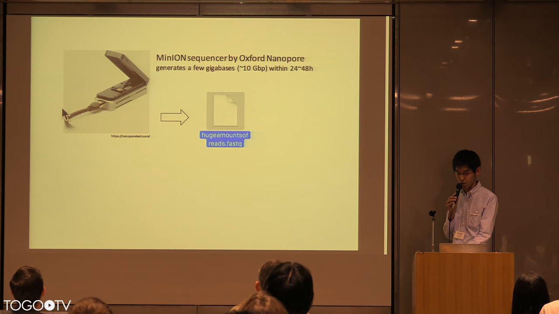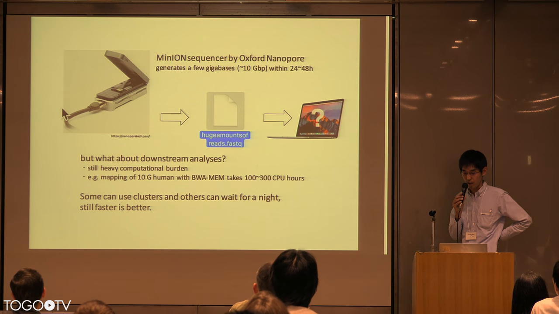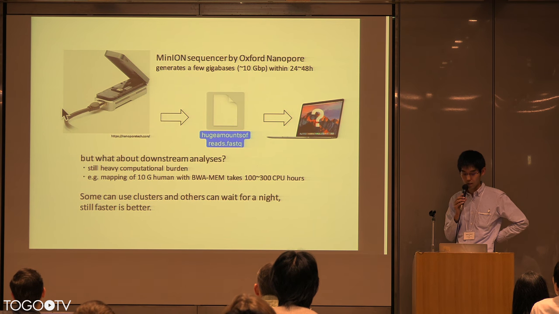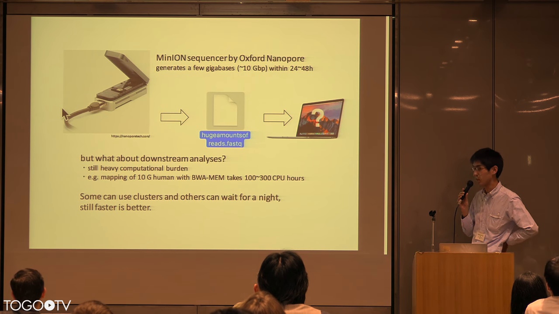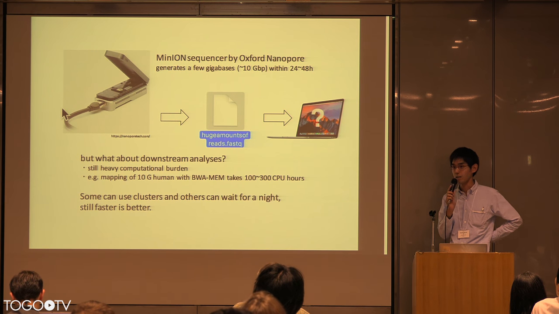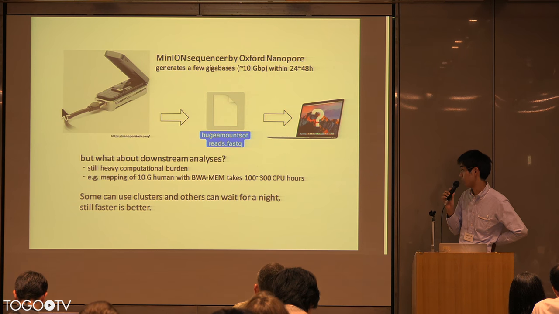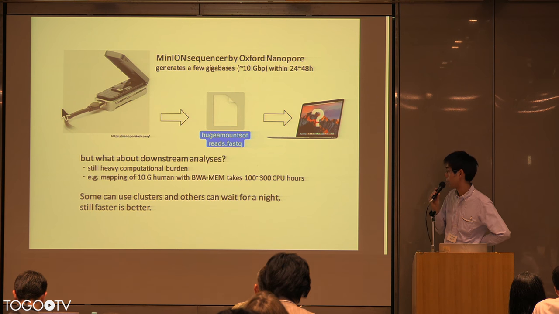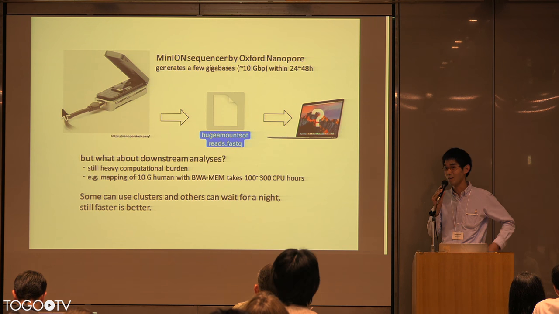And we can get a huge amount of sequences in FASTQ format, but what about downstream analysis? It's still a heavy computational burden, and it requires about 100 CPU hours of mapping with the current de facto standard BWA-MEM software. Some can use clusters, and some others can wait overnight, but it is still fast, fast is better. For example, when we want to analyze such sequences on your laptop in the field or in the Antarctica or in other spaces.